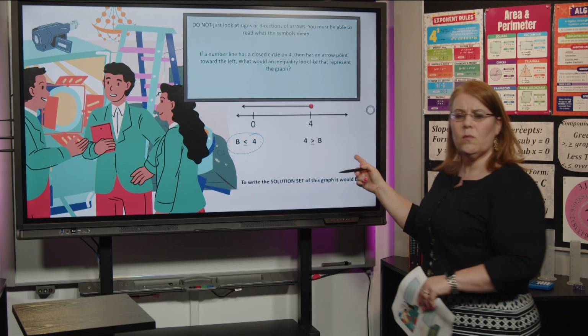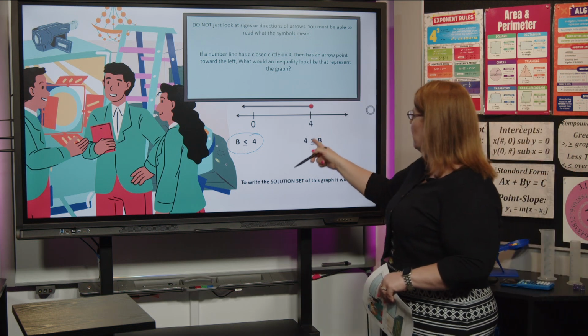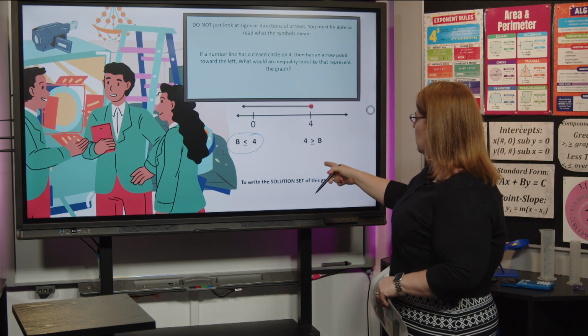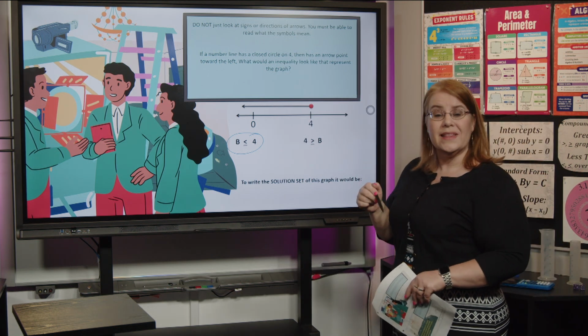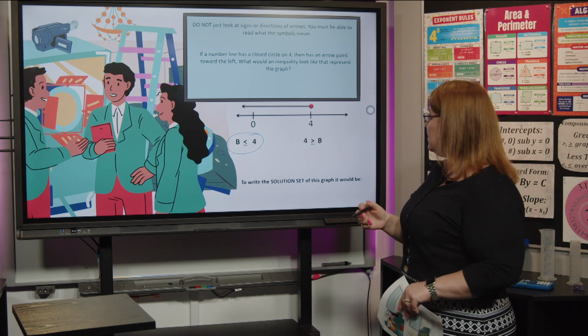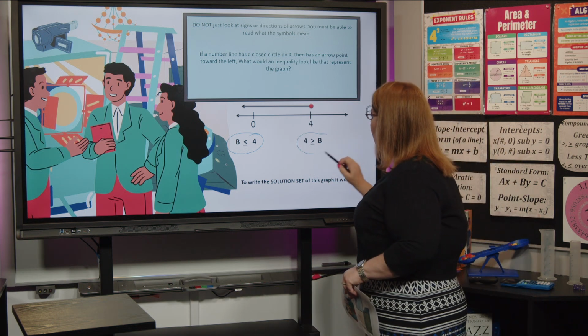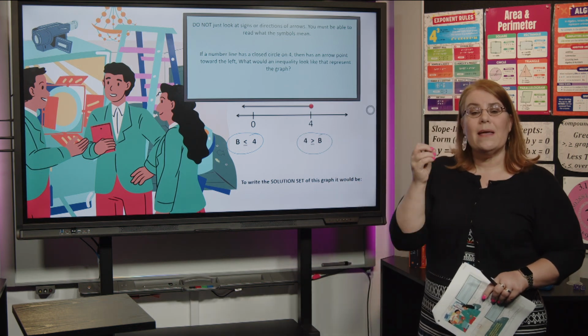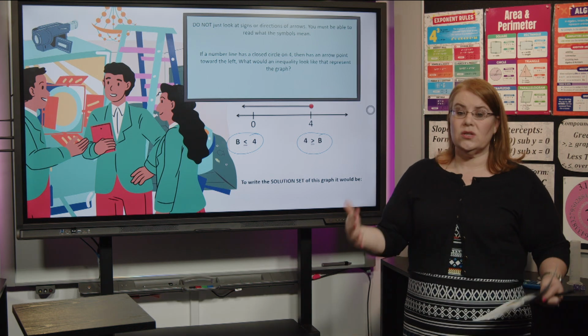But Ms. Killen, what about that second one where it says 4 is bigger or equal to our unknowns? Could that possibly be it? Absolutely. This one is also the answer because they mean the same thing, just written two different ways.